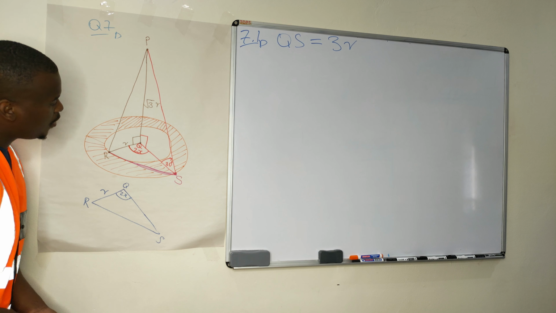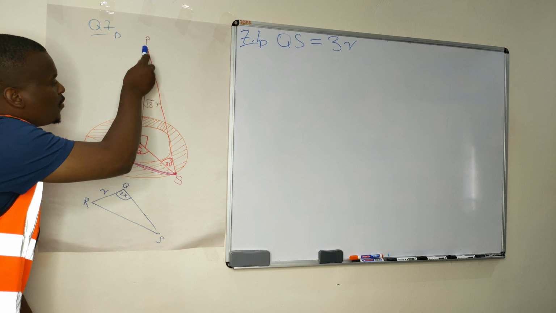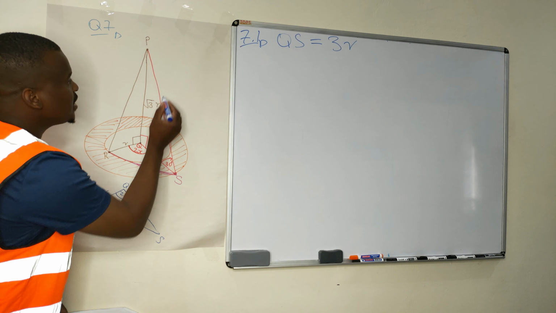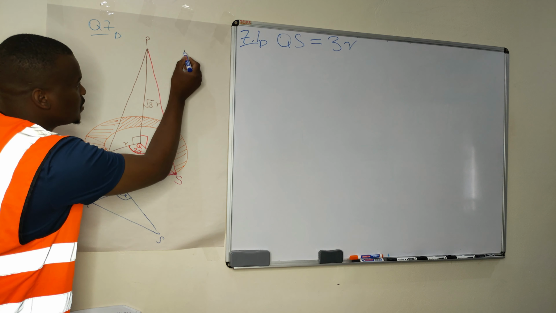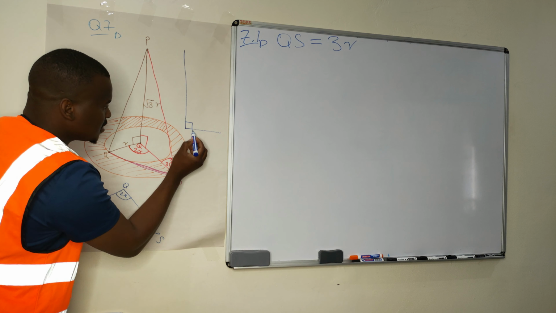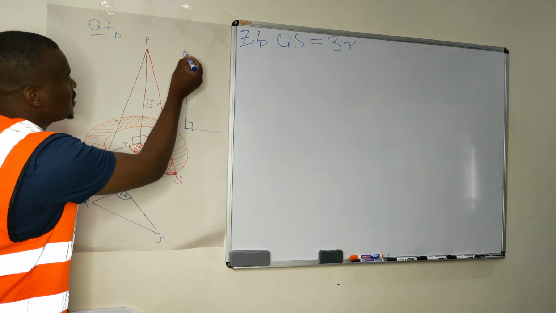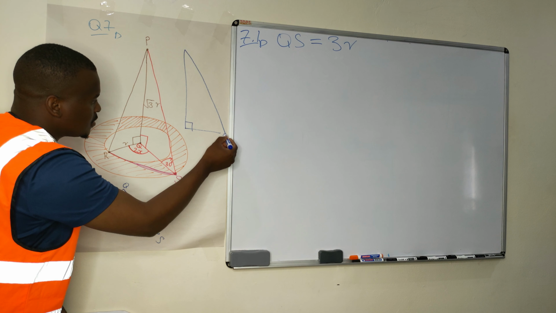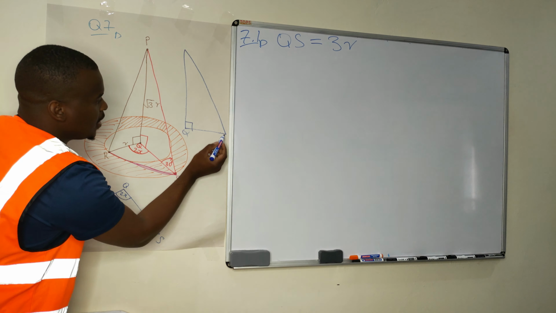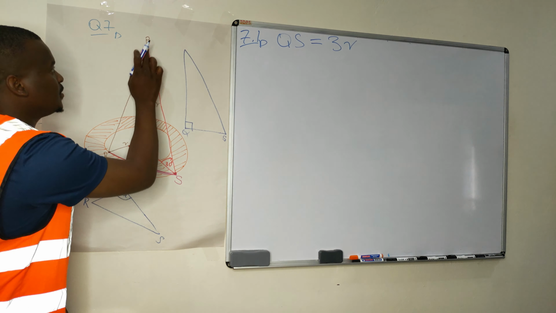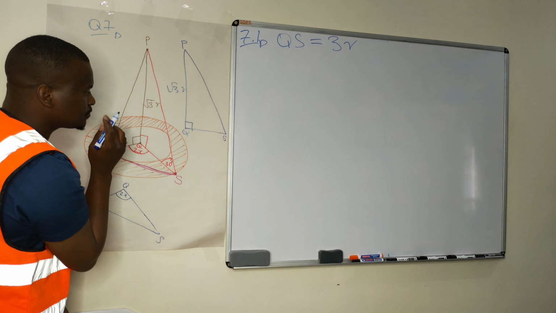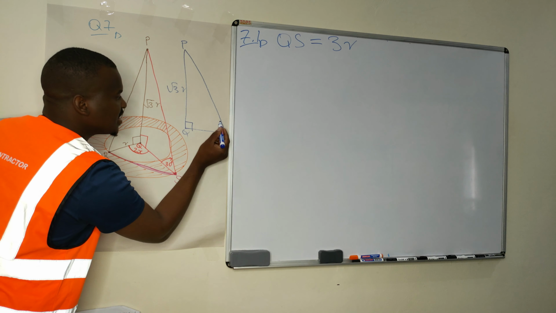So where else is QS involved? Here's QS. QS is also involved in this triangle. So let's draw the triangle separately. It's this vertical height here, the 90 degrees here, and the slant height here. This is your Q, this is your S, and this is your P. This is your root 3R. And we have the angle 30 degrees.